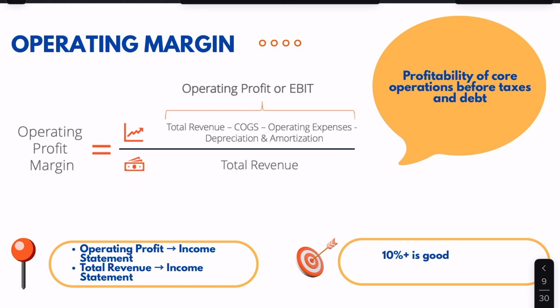For example, Microsoft's operating margin is around 40%. This means that for every $100 they earn, they keep $40 after operating expenses.